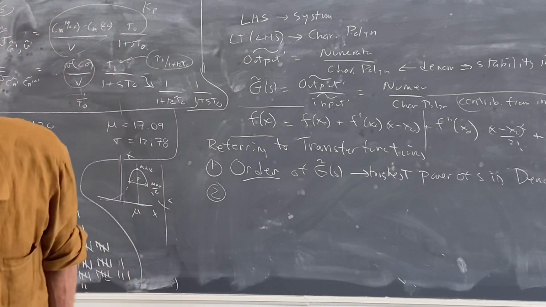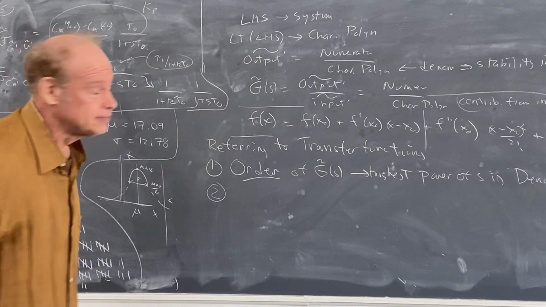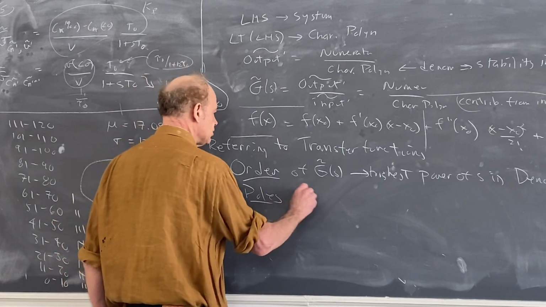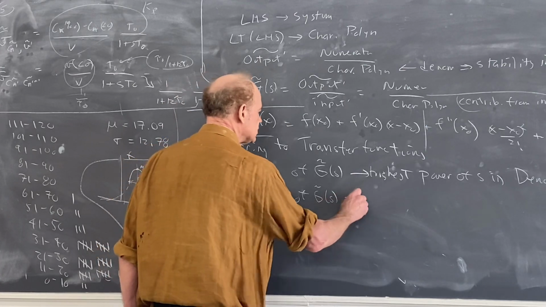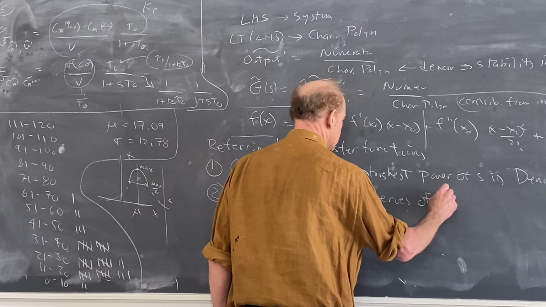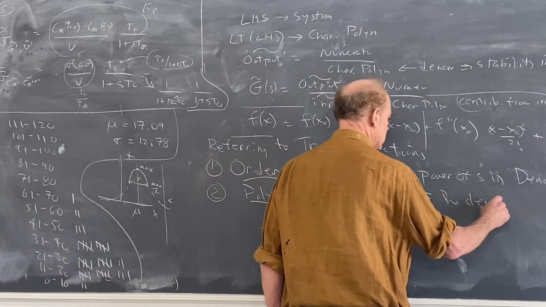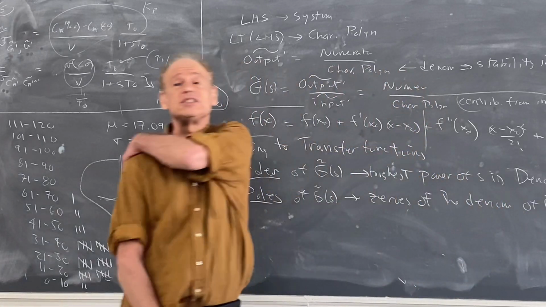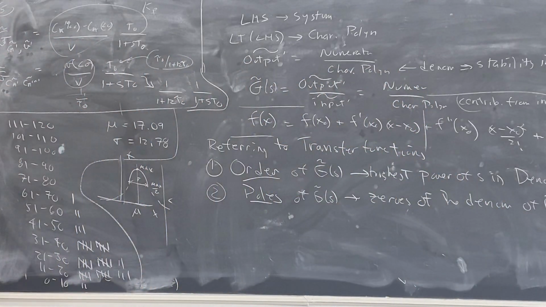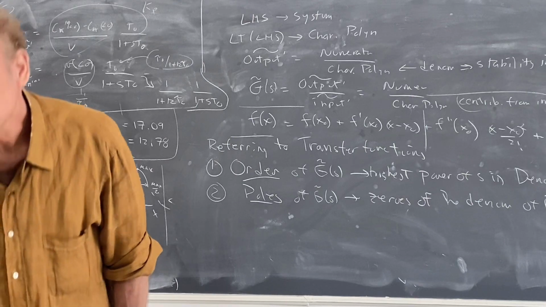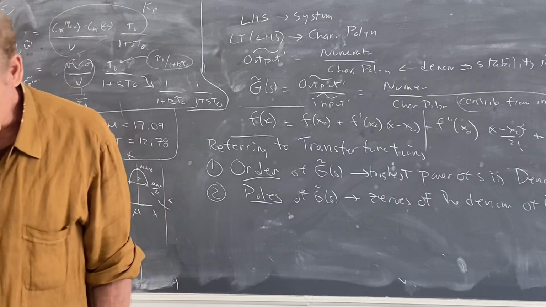The poles of G tilde of S are just the zeros of the denominator. That's just the word for the zeros of the denominator: they are the poles of G. Why they call them poles, I don't know. Nothing to do with Poland, which I have to say since my last name is Polish.